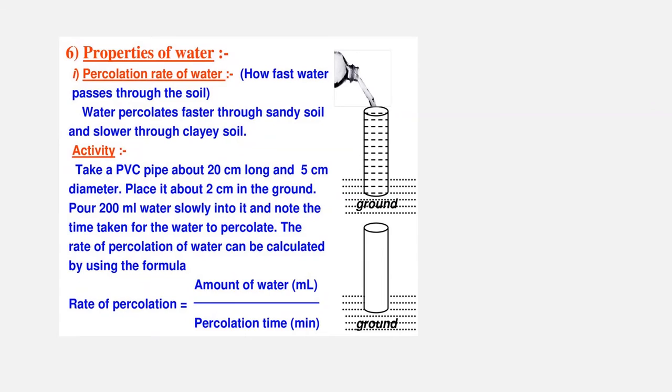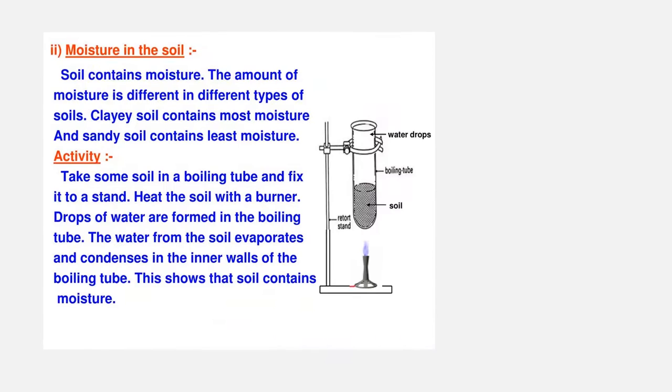And then the properties of water, percolation of water. That is how fast water passes through the soil. Water percolates faster through sandy soil and slower through clayey soil. That is a further description.